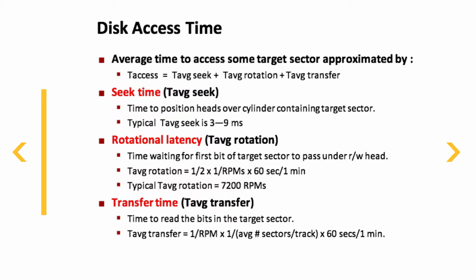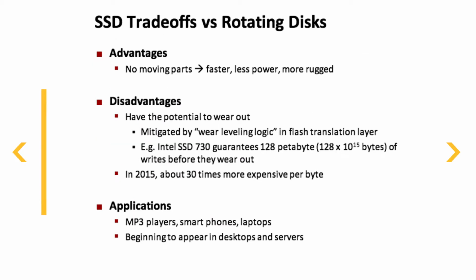Finally, we have transfer time, which is the time to read the bits in the target sector. So this is where we're actually doing the reading. So we know that solid-state drives tend to be a whole lot faster than rotating disks. So why don't we just use those for everything?